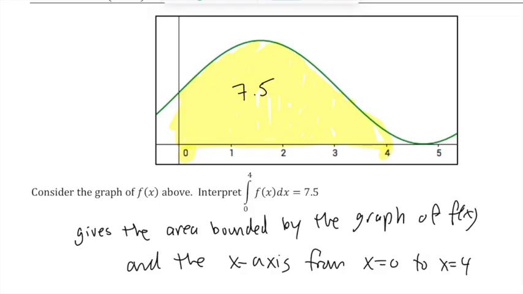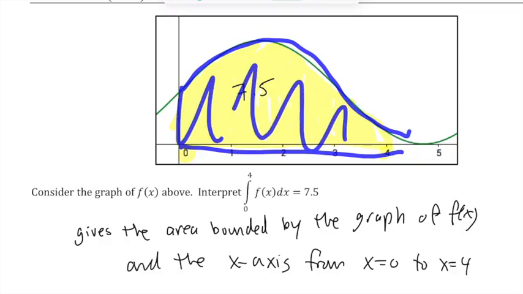And so basically, this integral says that the area bounded by the graph of f of x and the x-axis from 0 to 4 is 7.5. So the area under this curve from 0 to 4 is 7.5.